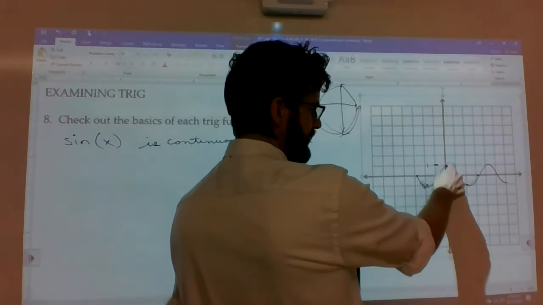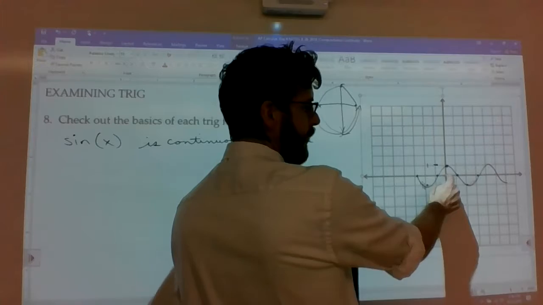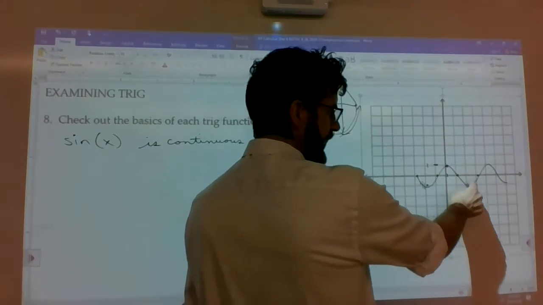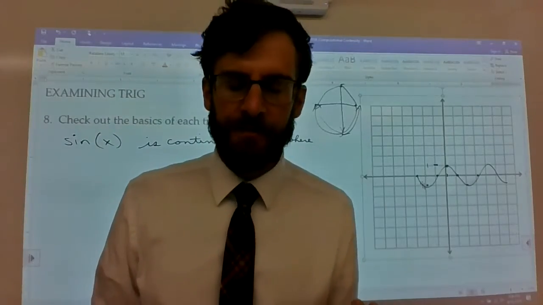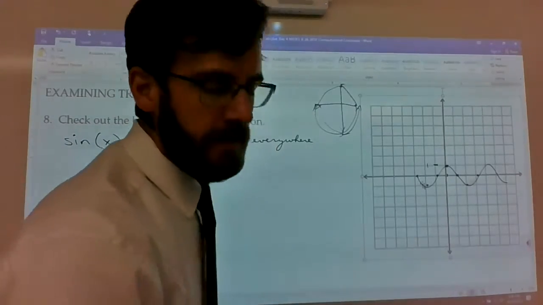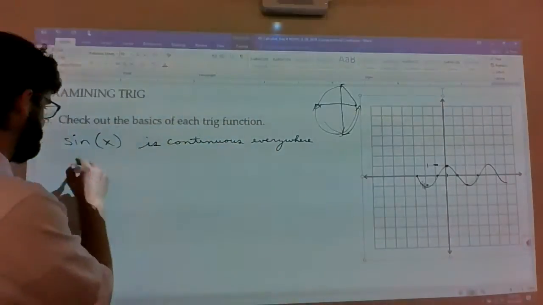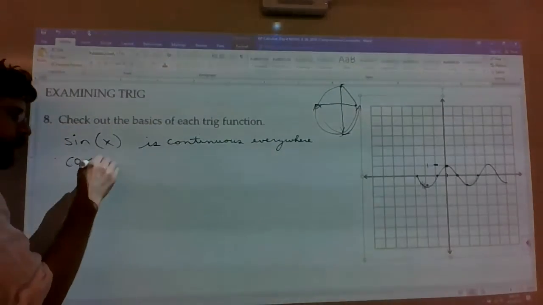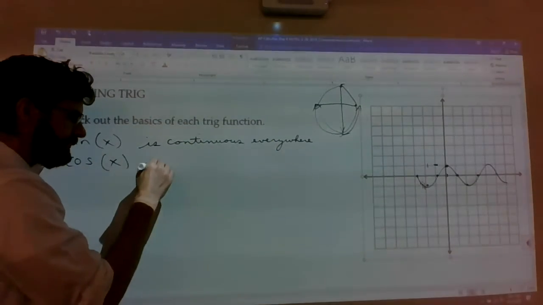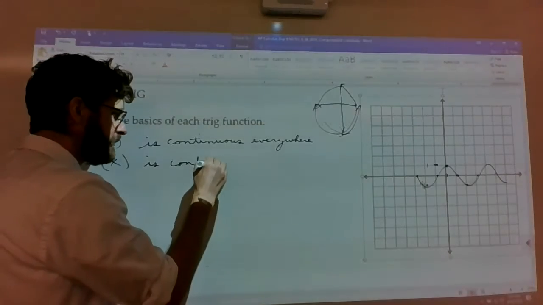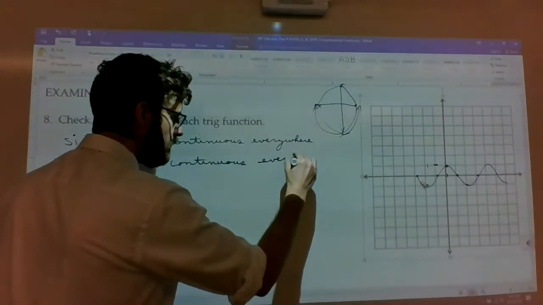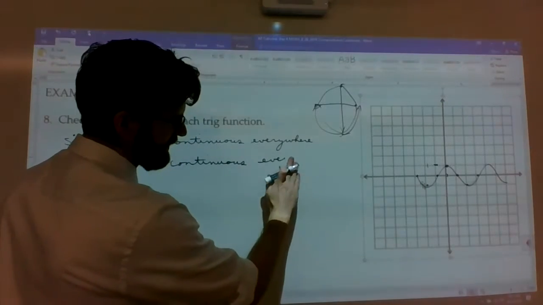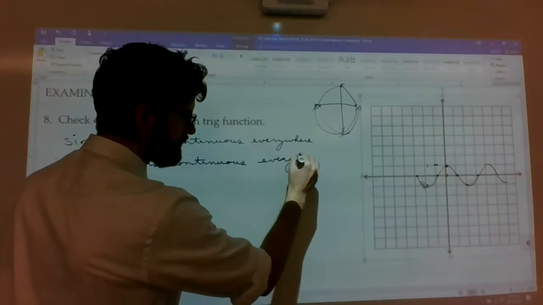Cosine starts at 1, goes down to 0, down to -1, and pretty much does the exact same thing. It has the same kind of behavior in terms of its domain. So, sine's continuous everywhere. Cosine's continuous everywhere. But that's kind of where it stops as far as the continuous party goes.